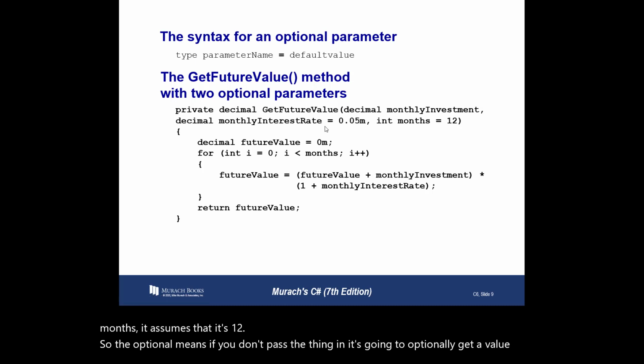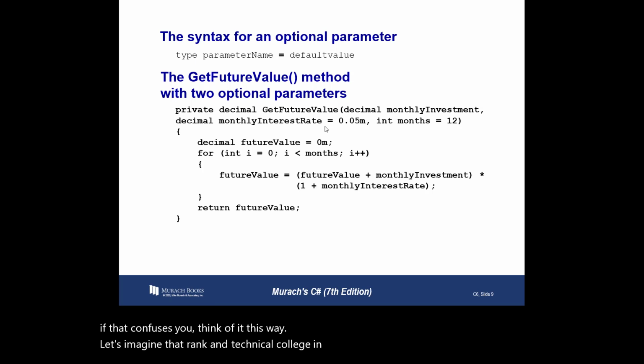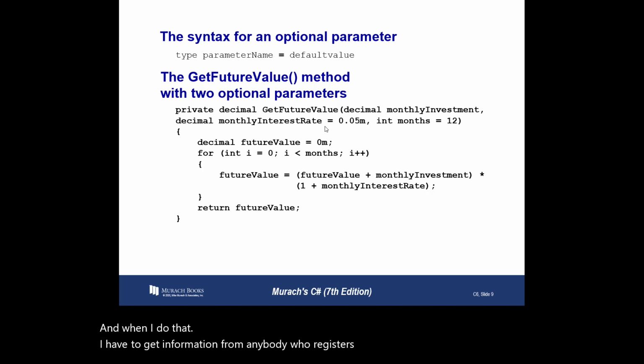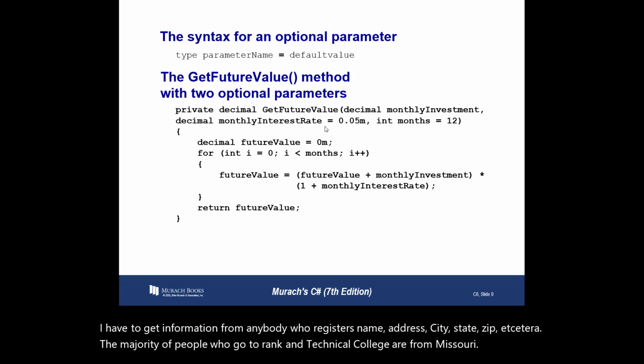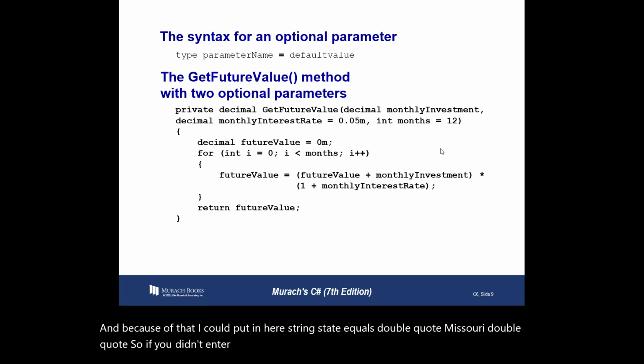And if that confuses you, think of it this way. Let's imagine that Rankin Technical College, in their infinite wisdom, decides that they're going to hire me to write a program to redo their registration system. And when I do that, I have to get information from anybody who registers. Name, address, city, state, zip, etc. Well, the majority of people who go to Rankin Technical College are from Missouri. And because of that, I could put in here string state equals double quote Missouri double quote. So if you didn't enter a state, it would default to Missouri, as an example.